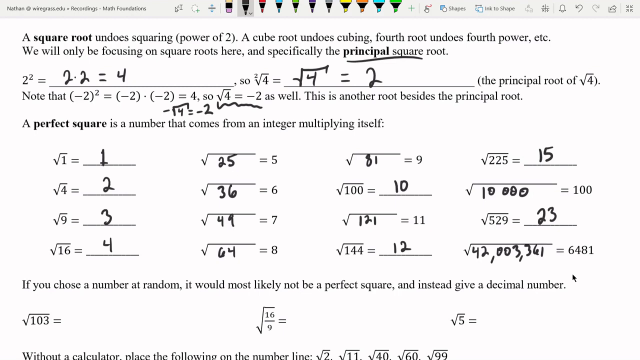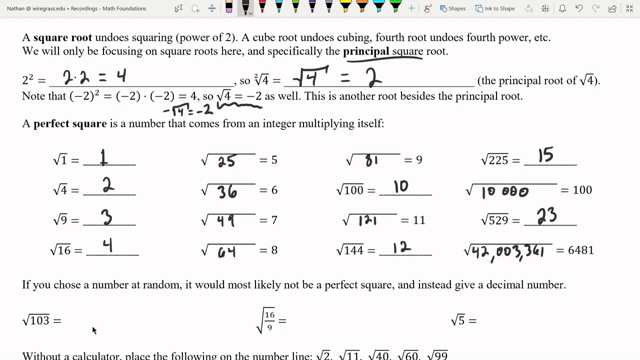It could be a fraction of perfect squares, or most likely it's going to be some kind of random number that's going to be a decimal. So for instance, the square root of 103, this is not a perfect square. It's not going to be a nice number. It's just going to be a long decimal number. And to find that, we just have to plug it into a calculator.